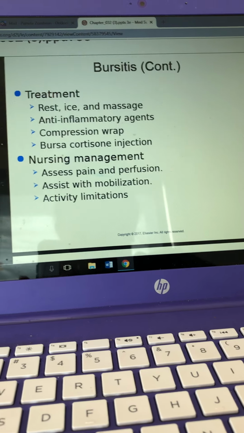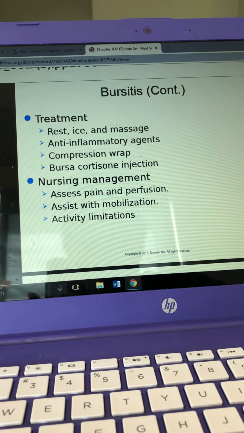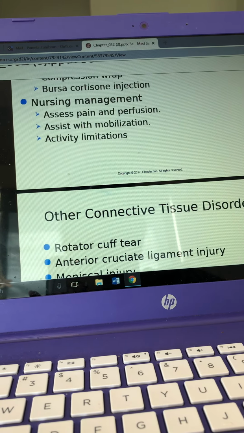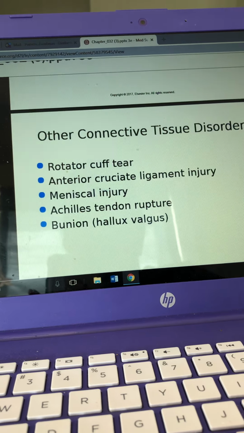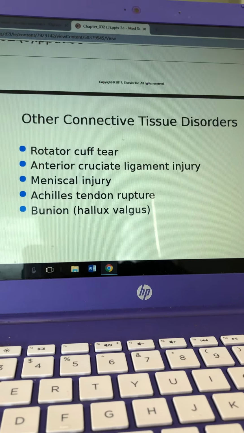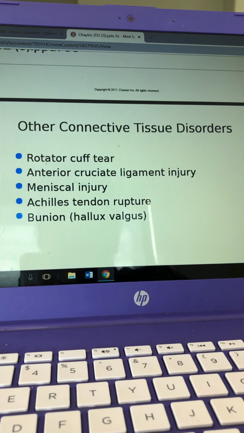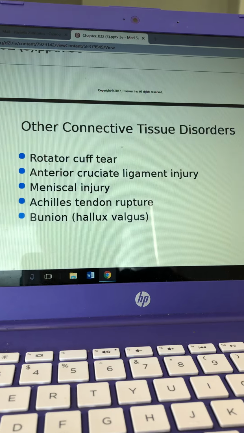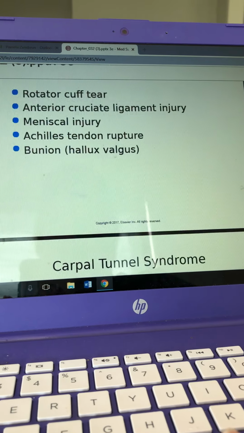And activity limitation. Remember a few minutes ago we said time was the healer. Same thing with this, with bursitis. Other connective tissue disorders that I would like for you to read through: rotator cuff tears, ACL injuries, meniscal injuries, Achilles tendon rupture, and bunions also.